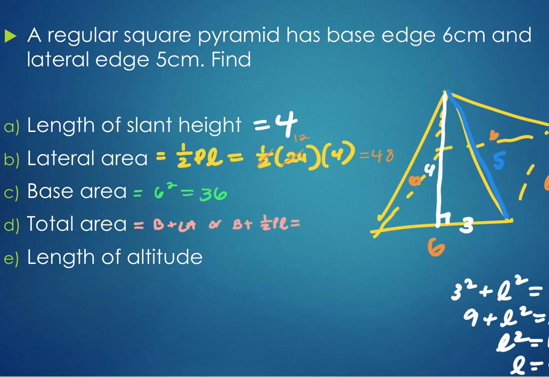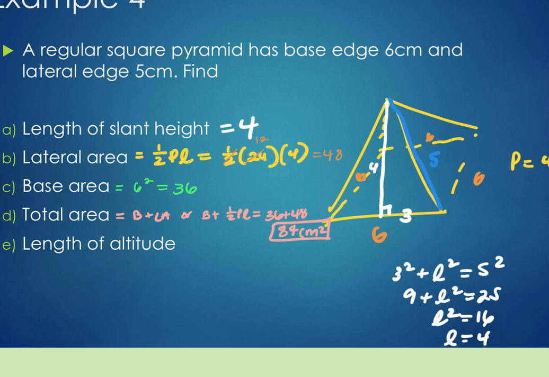Any of those ways gives you B 36 plus lateral area 48, and I get 84, and I don't have a unit. Yes, I do. It's centimeters squared. It's either B plus the lateral area or B plus 1/2 perimeter times the slant height. Yeah, PL. Questions on that one?